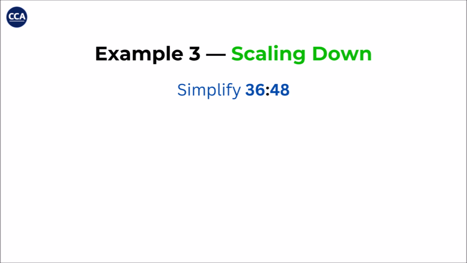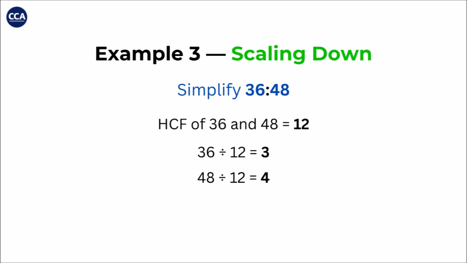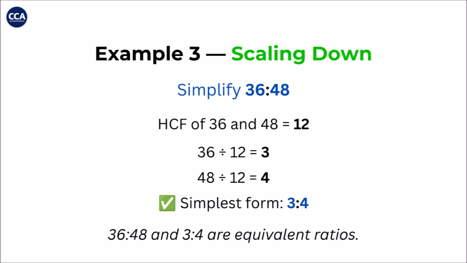Equivalent ratios also work in reverse, dividing down, not just multiplying up. For example, the ratio 36:48. Write this in its simplest equivalent form. Step 1. Find the highest common factor of 36 and 48. The highest common factor is 12. Step 2. Divide both by 12. 36 divided by 12 equals 3. 48 divided by 12 equals 4. Simplest form, 3:4. 36 to 48 and 3 to 4 are equivalent ratios. One is just a scaled-up version of the other.